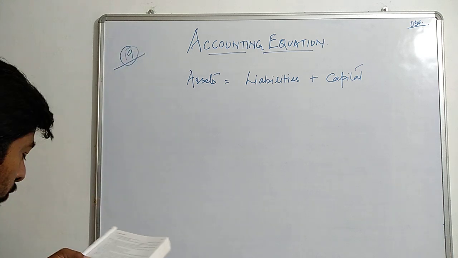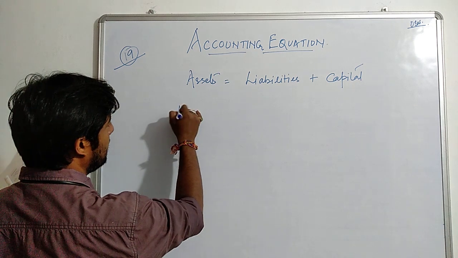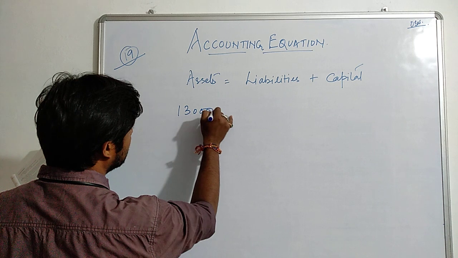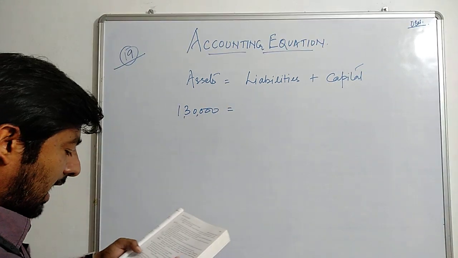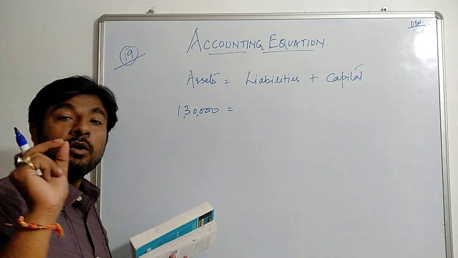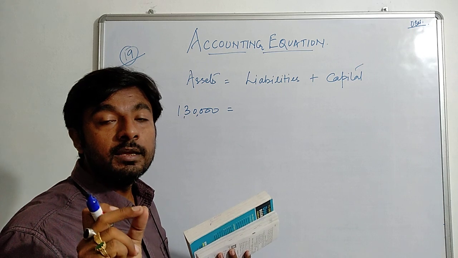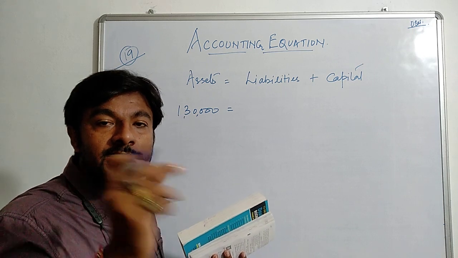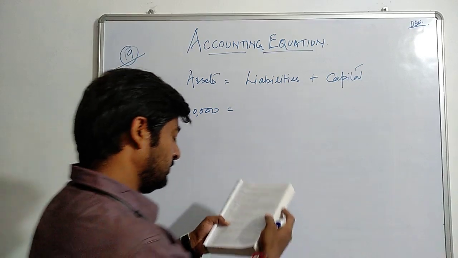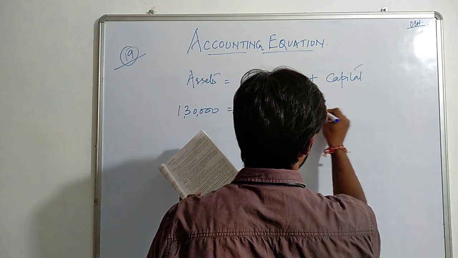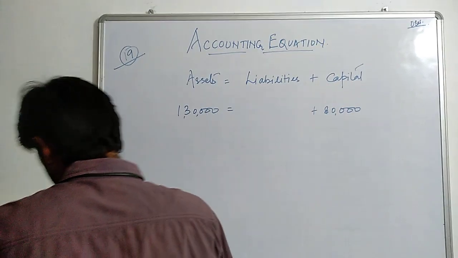See, if total assets of a business are 1,30,000, so here I am writing 1,30,000 total assets. And net worth, equity, shareholders' fund, we already discussed, these are the names of capital only. So capital is 80,000.